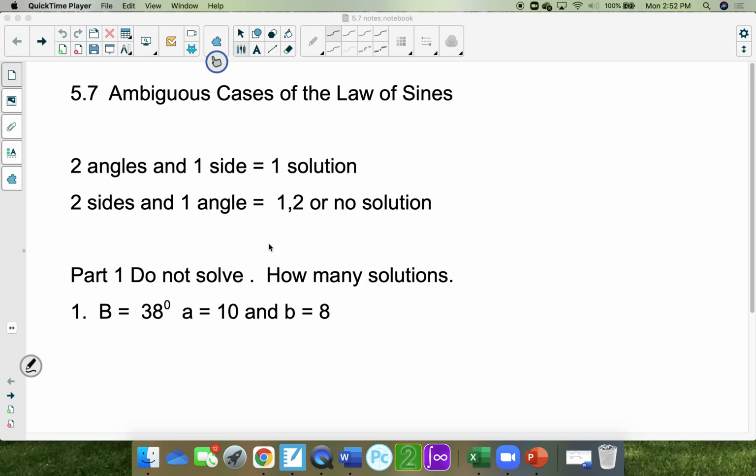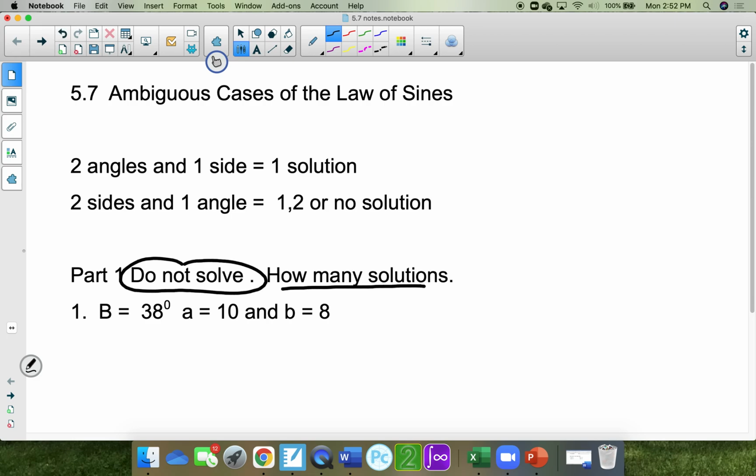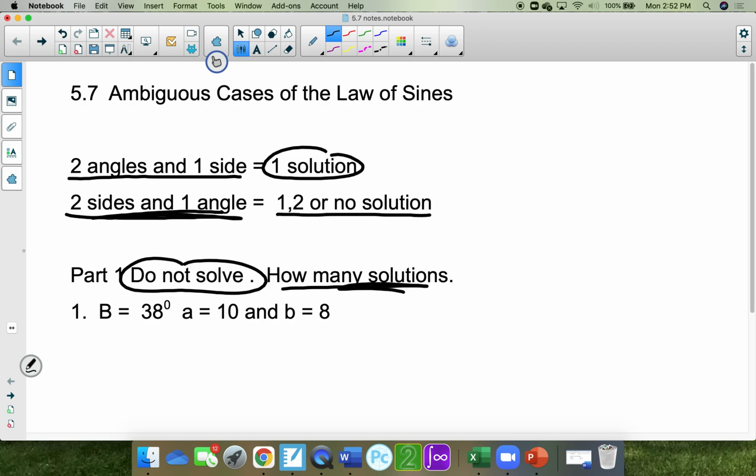The first part, we're not going to solve them. We're just going to try to figure out how many solutions by reading the charts. So this won't be easy for you if you're at home trying to watch this video. If you're given two angles and one side, it's automatically one solution. But if you're given two sides and one angle, you could have one or two or no solutions.